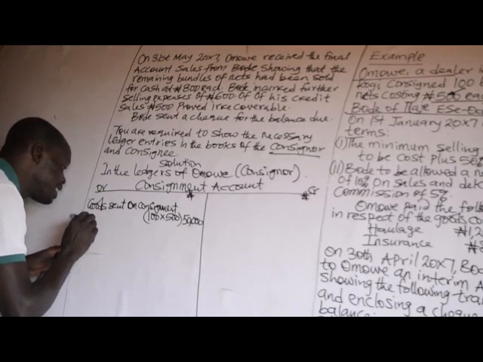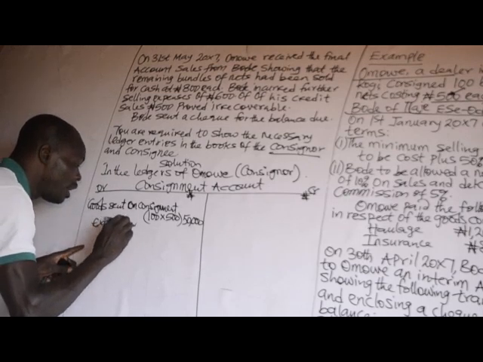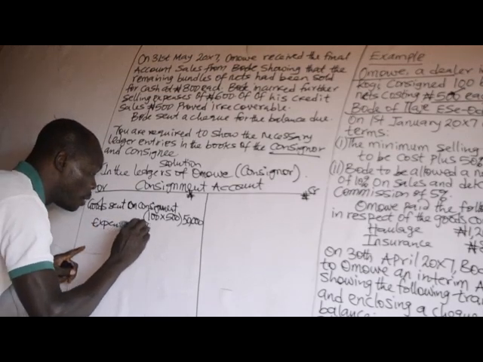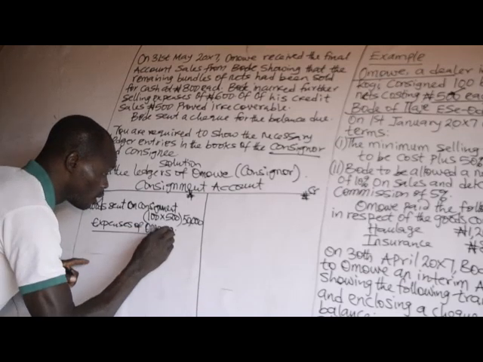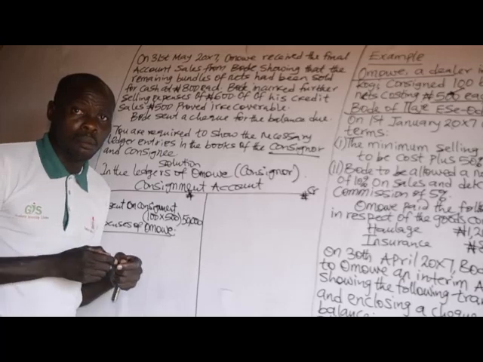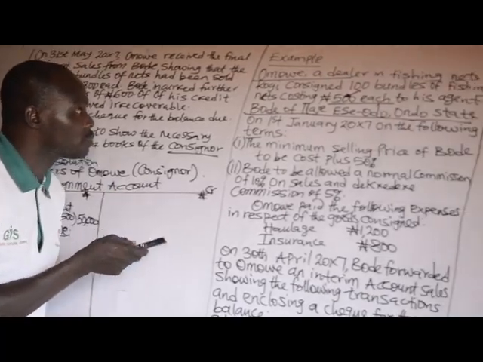Then we have the expenses of the consignor. Remember the consignor is Onmyway, which is the principal. What are those expenses incurred by Onmyway? Back to the question.